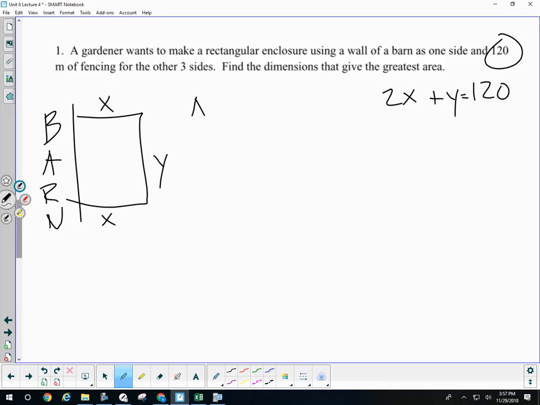I want to maximize the area. The area is xy. I want to find the max of that guy. Well, in this case, this is fixed over here on the right. This is what I'm trying to optimize over there on the left. Let's solve for a variable. Substitute it in. Take the derivative, set it equal to 0.